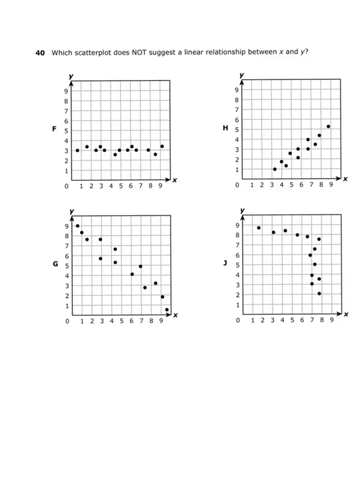Number 40. Which scatter plot does not suggest a linear relationship? So this makes a straight line, this makes a straight line, this makes a straight line, this makes a curved line. So that is the one that is not linear because it's not straight.